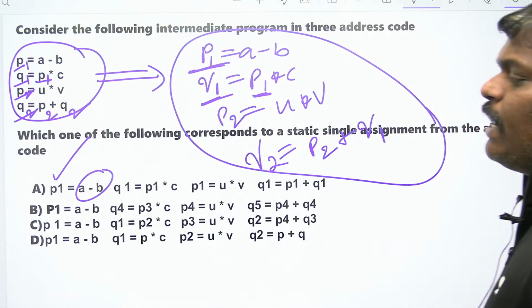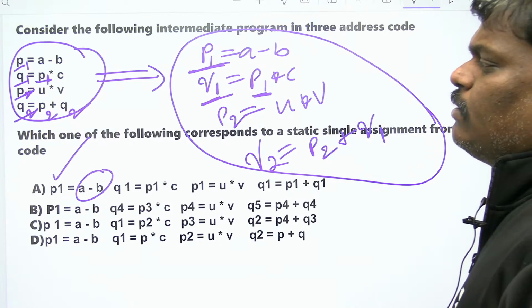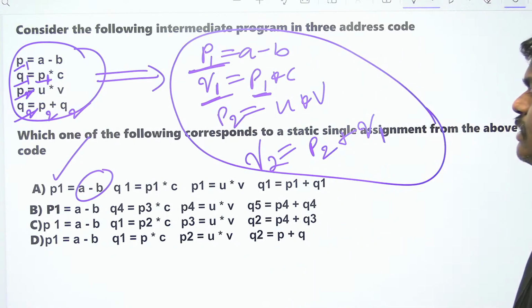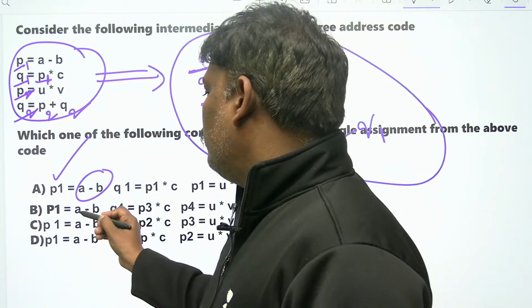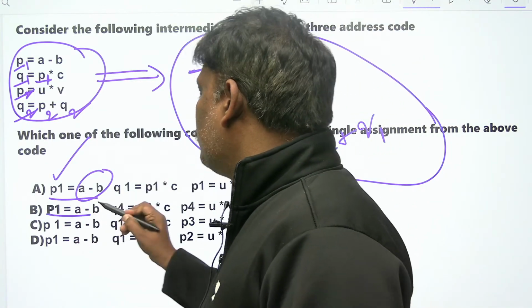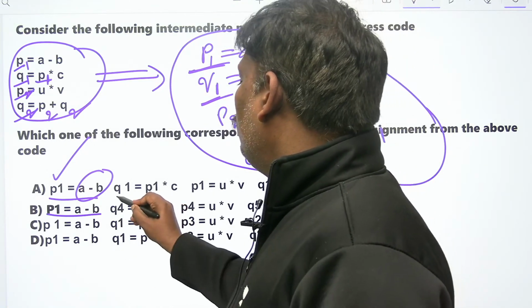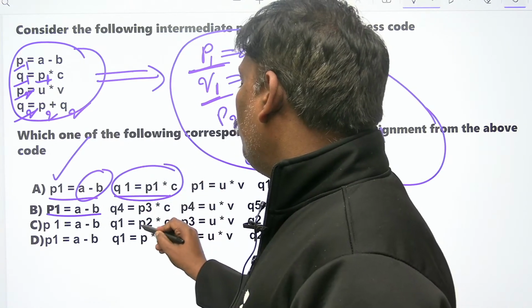Just go to the left hand side and give every variable a rename. That is called SSA. Can you say which option is matching? A or B or C or D? Let's check. P1 is equal to A minus B. What is the next one? Q1 is equal to P1 into C. This is also okay.